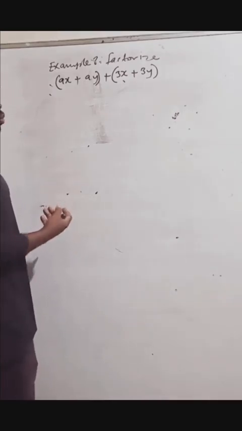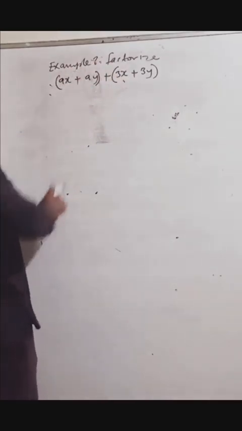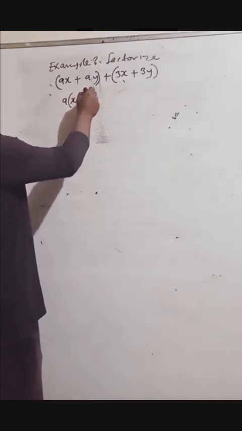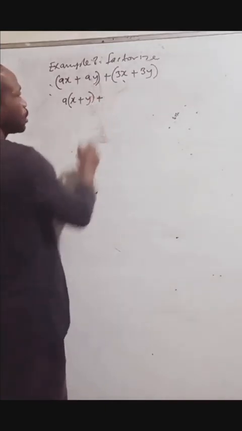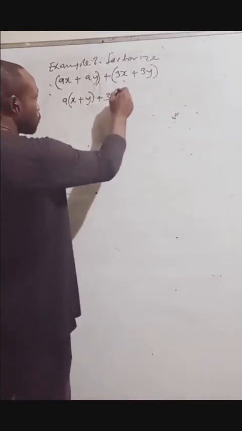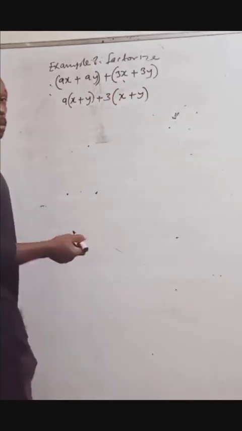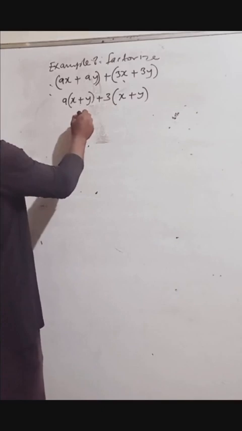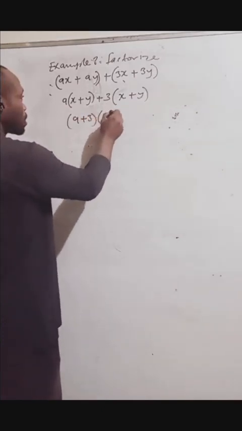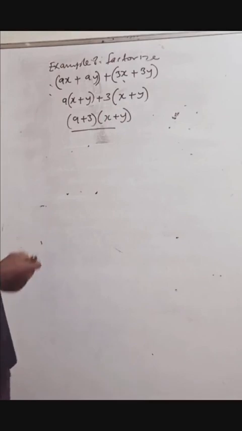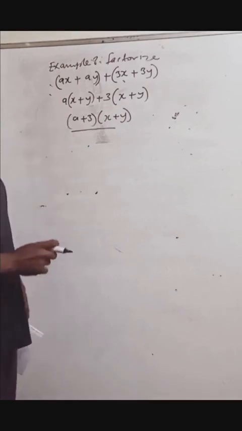And the next thing I'm going to do is factorize each of the groups. The factor of ax and ay is a. And if I take away a, I'm going to be left with x plus y. The factor of 3x and 3y is 3. If I take away 3, I'm going to be left with x plus y. Right? So the next thing I'm going to do is rewrite this expression as a plus 3 multiplied by x plus y. So this is the factorized version of our original expression: a plus 3 multiplied by x plus y.